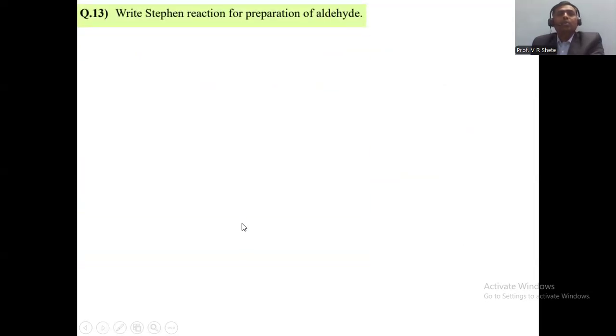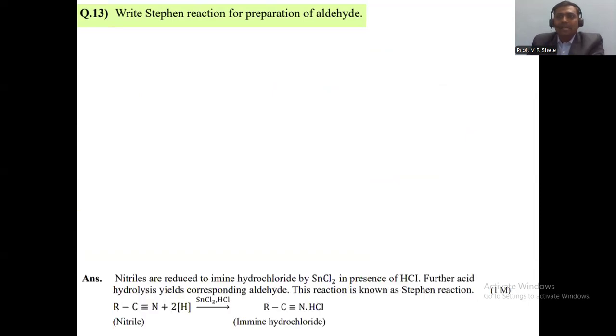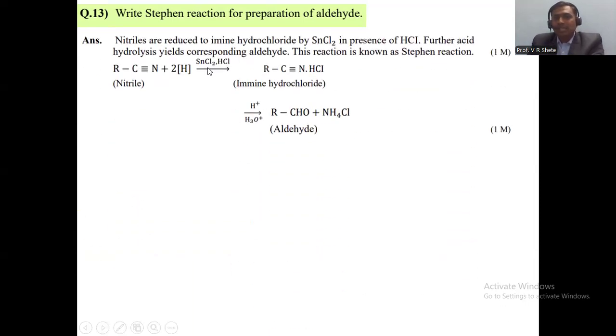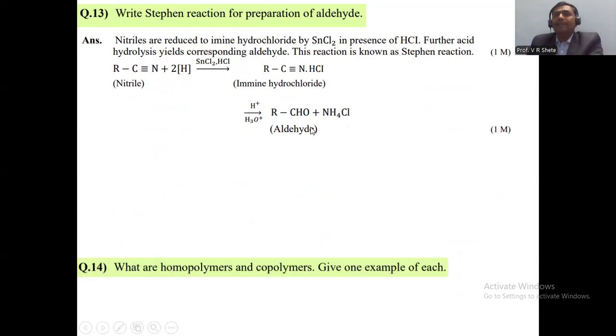Next, write a note on Stephen reaction. Chapter aldehydes, ketones and carboxylic acids, for 2 marks. So, what is Stephen reaction? When alkyl cyanide is reacted with nascent hydrogen in presence of stannous chloride and HCl, you will get imine hydrochloride as a salt, which is hydrolyzed to give an aldehyde as the product. This is called the Stephen reaction. Nitriles are reduced to imine hydrochloride by stannous chloride, and on further hydrolysis you get the corresponding aldehydes.